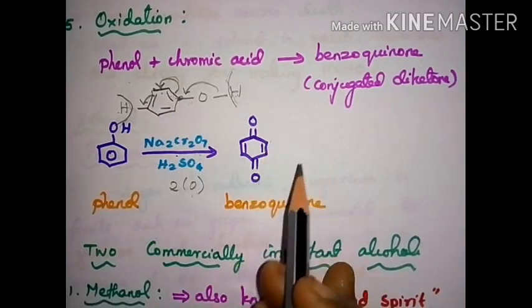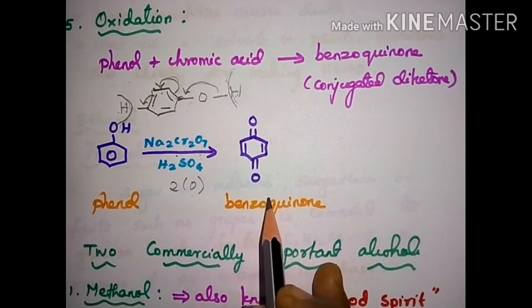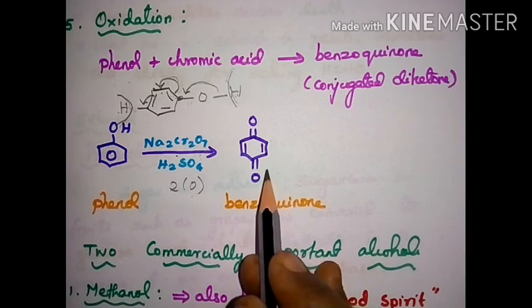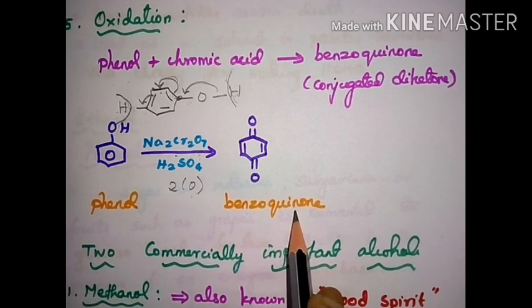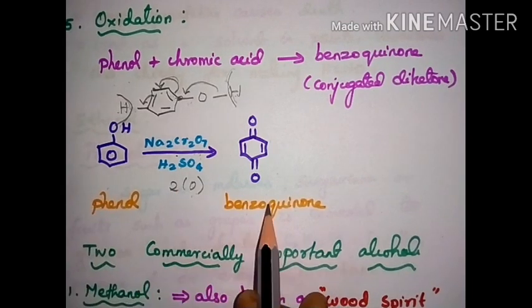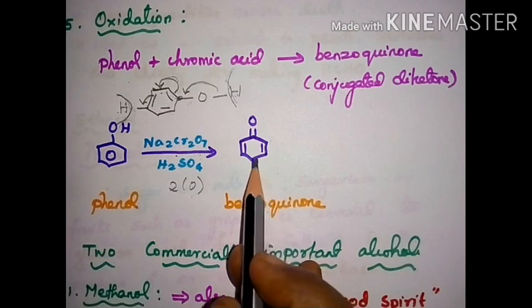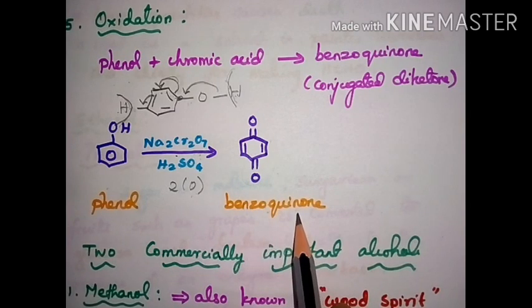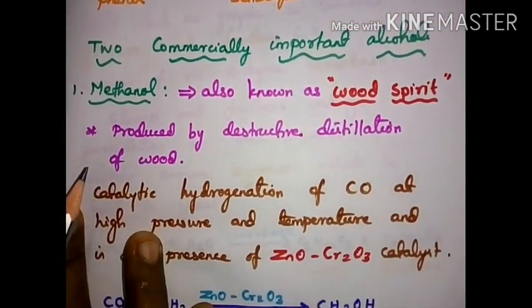This is nothing but benzoquinone. Commonly it is called quinone. So phenol on oxidation gives benzoquinone. Ketone groups are there, no? So quinone. Now we are going to see the commercially important alcohols.